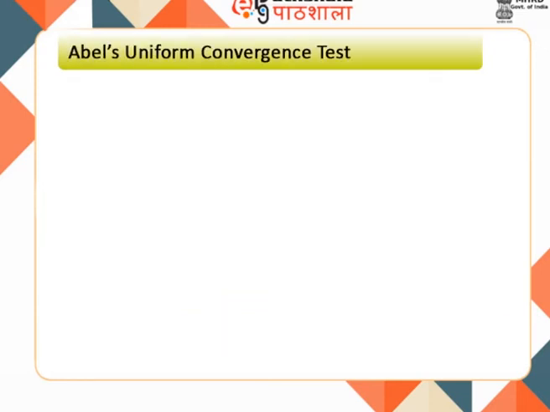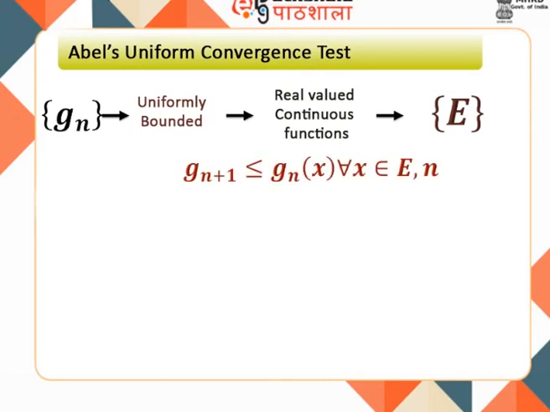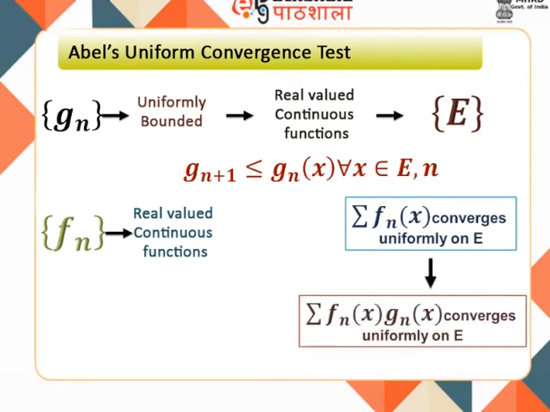Abel's uniform convergence test. Let g_n be a uniformly bounded sequence of real valued continuous functions on a set E such that g_(n+1)(x) is less than or equal to g_n(x) for all x in E and positive integers n, and let f_n be a sequence of real valued functions such that the series summation of f_n(x) converges uniformly on E. Then summation of f_n(x) g_n(x) converges uniformly on E.